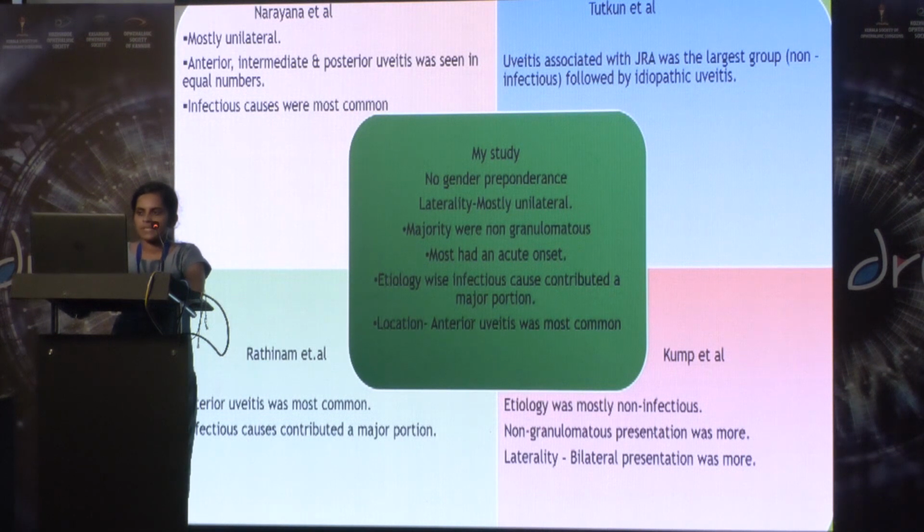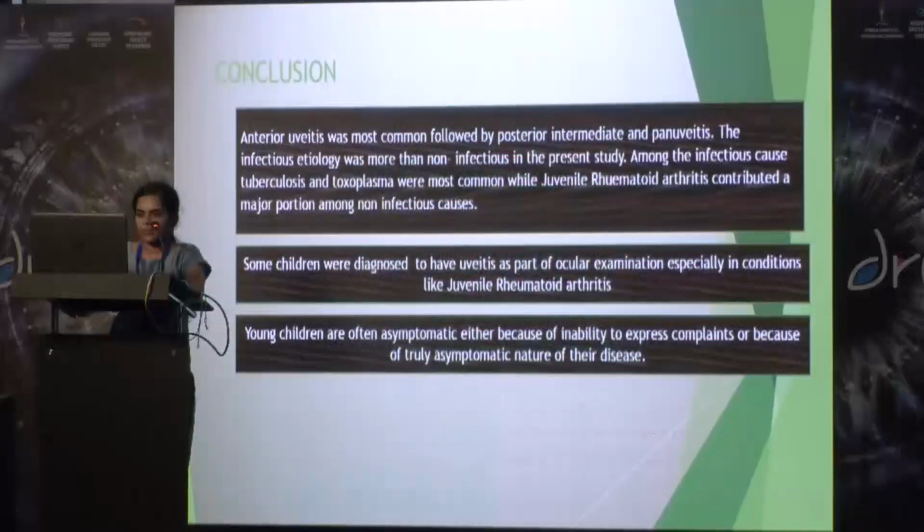And another study, by Tugal-Tutkun et al., found uveitis associated with non-infectious causes, and among them juvenile rheumatoid arthritis was more common, followed by idiopathic uveitis. And another study by Kump et al. found etiology was mostly non-infectious, non-granulomatous presentation was more common, and bilateral presentation was more common.